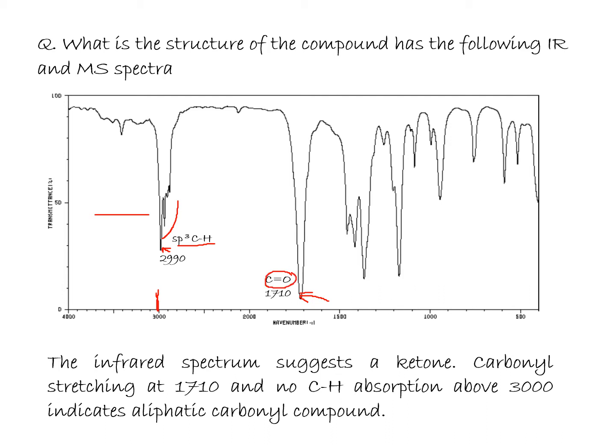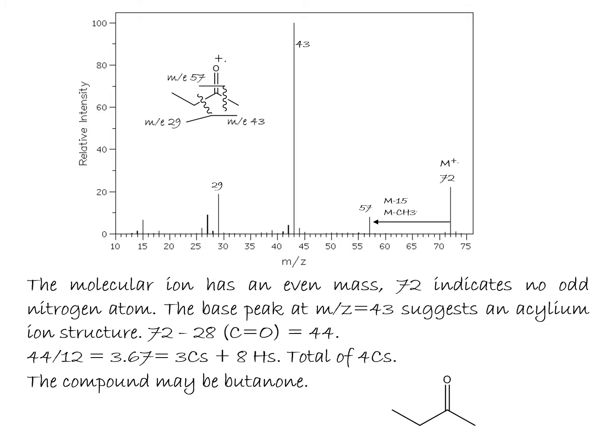The infrared suggests a ketone carbonyl stretch, and no CH absorption above 3000 indicates an aliphatic carbonyl compound. The molecular ion has an even mass at 72, which indicates no odd nitrogen atom. The base peak at 43 suggests an acylium ion structure.